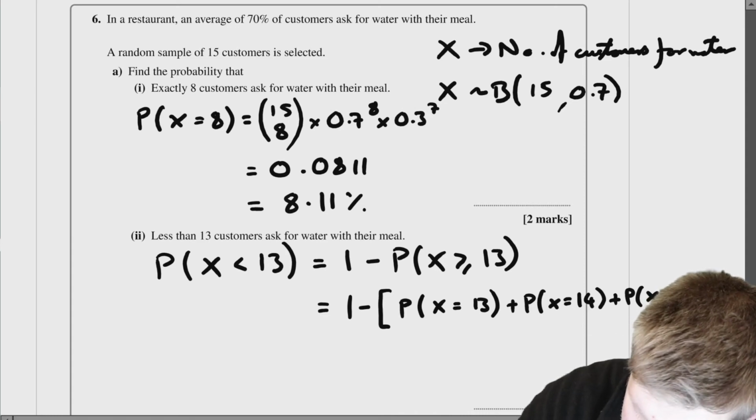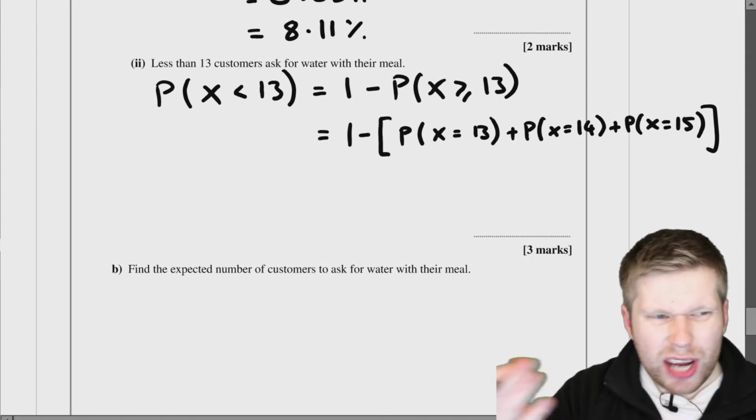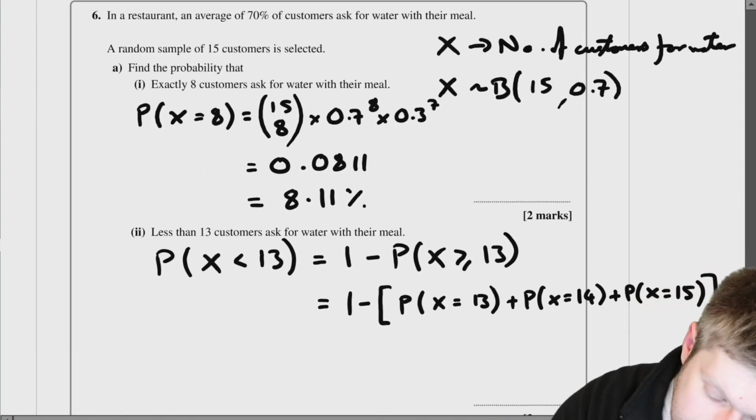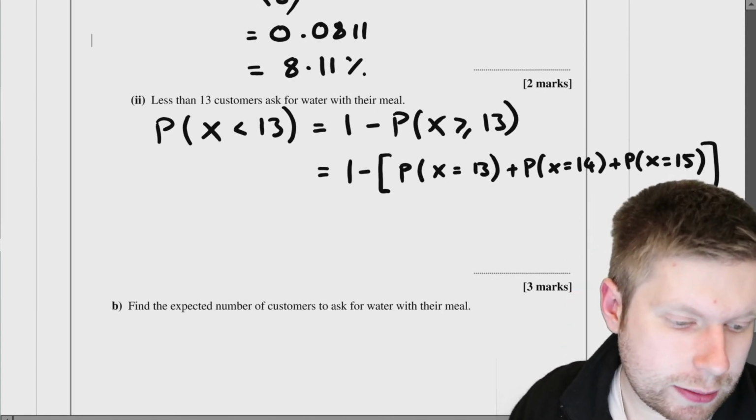All right, good. So I need to just basically calculate each of those probabilities individually. Now I could absolutely just use exactly the same probability mass function as I used up here for each of these 3 different cases, but I'm actually going to show you a slightly quicker way of doing this.